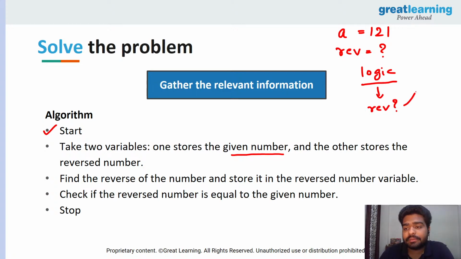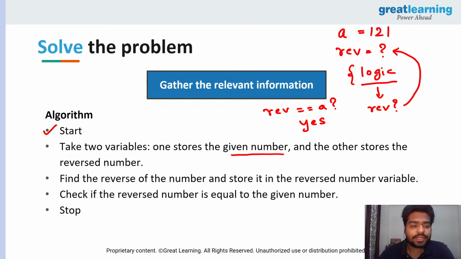Find the reverse of the number and store it in the reverse number variable. So that means I have to write a logic and find the reverse number. When I get that reverse number, I need to put it here. Once I have found that number, I check if the reverse number is equal to the given number. That means I write something like REV equals A. Is it equal to A? Yes, it is. Now you know whether your number is a palindrome or not. But the main thing here is the logic. What is the logic that you will work with to get the reverse number?